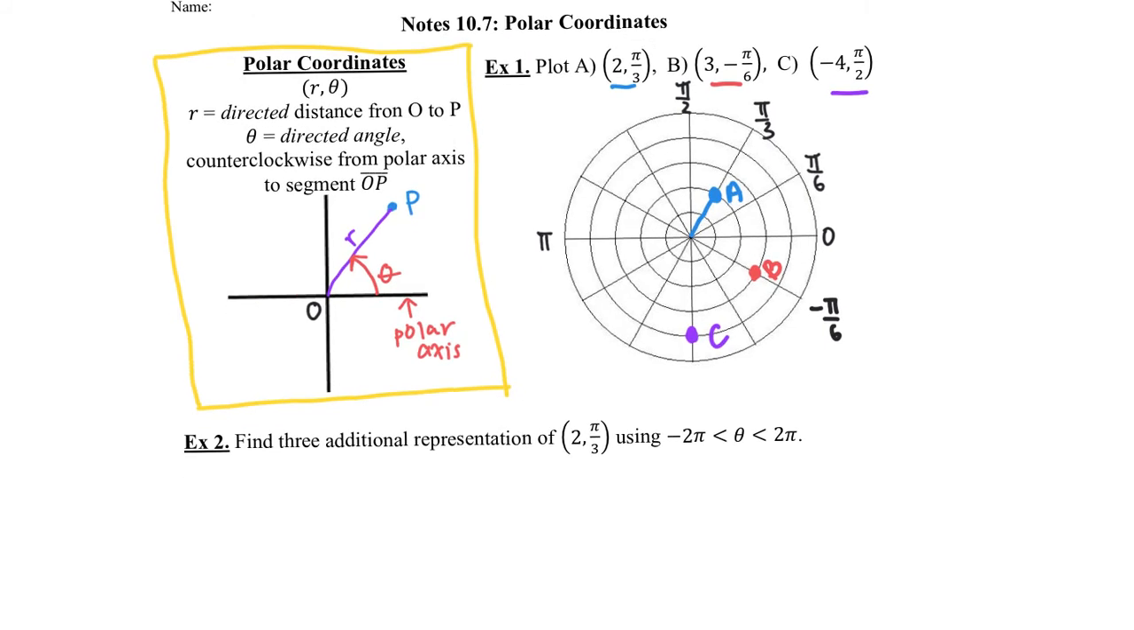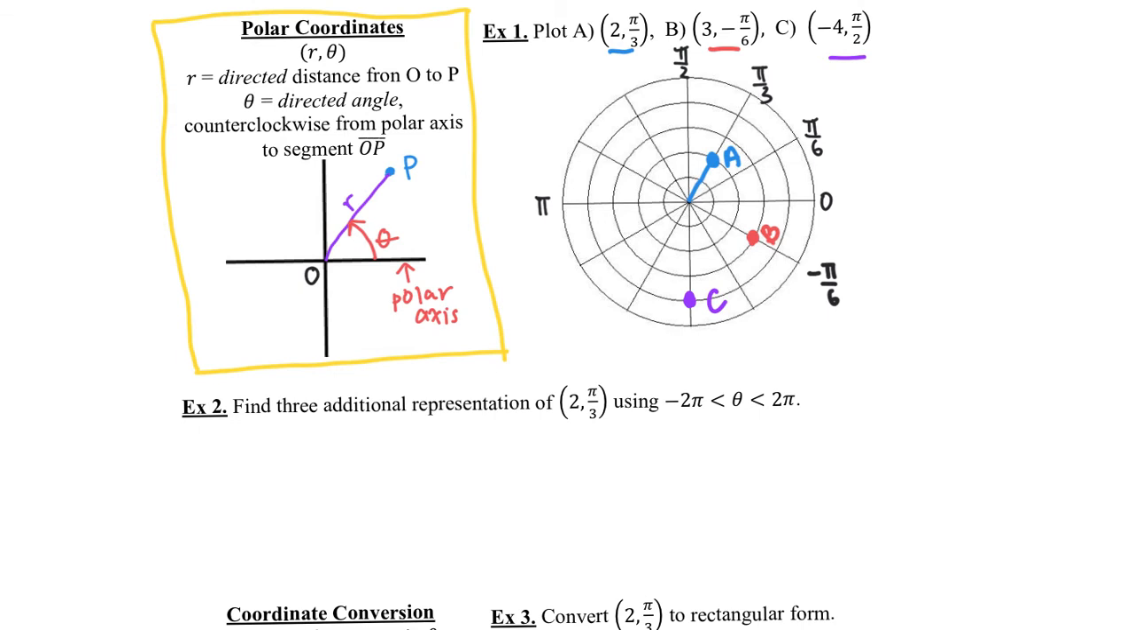Because each polar coordinate is not unique, I could find a different representation for each point. For example, for 2 comma pi over 3, which was my point A, it was located at this location. But that's not the only way I could have named it. So I'm going to find 3 additional representations for the same exact point with the restriction that negative 2 pi is less than theta is less than 2 pi. There's a couple things I can do. I can change the r, or I can change the angle. So let's say I'm going to keep the r the same.